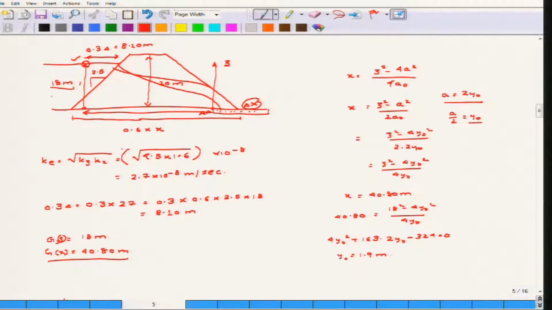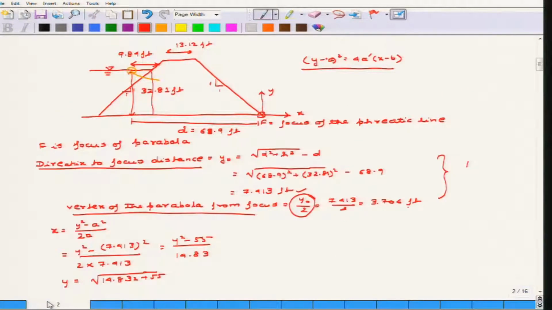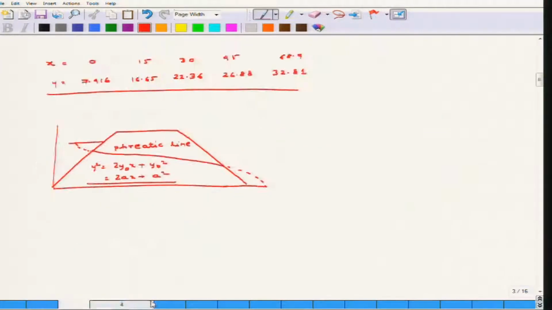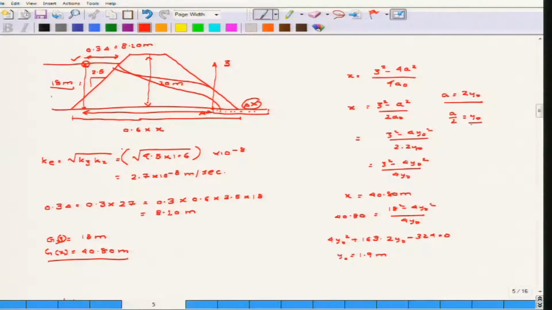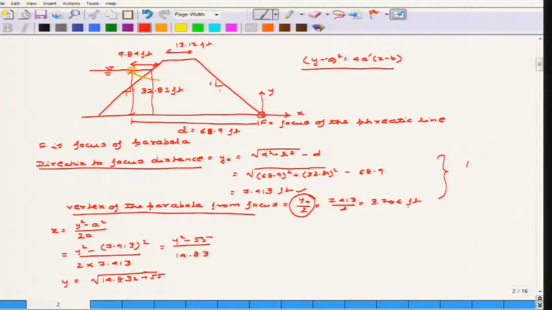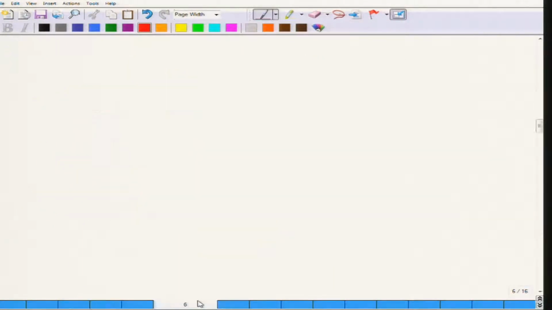Now, if we keep the symbols same, then this is not y naught, but this is actually y naught by 2, 1.9 meter. So, distance of vertex from focus is 1.9 meter. Distance of vertex from focus we have established to be 1.9 meter.